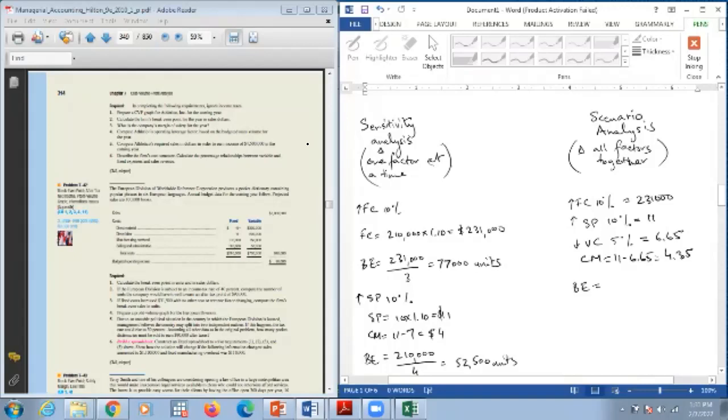Now we'll calculate our new break-even based on this scenario analysis, and that'll be our new fixed cost, 231,000, divided by 4.35, which, remember, we will always round up. Compare this with when the factors change individually: in sensitivity analysis we change one factor at a time, whereas scenario analysis changes several factors together on our baseline.